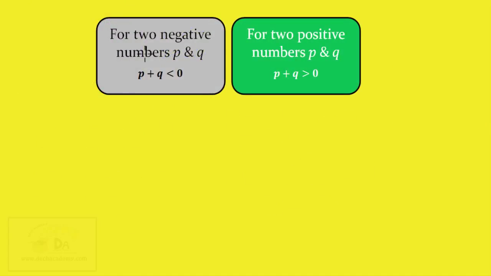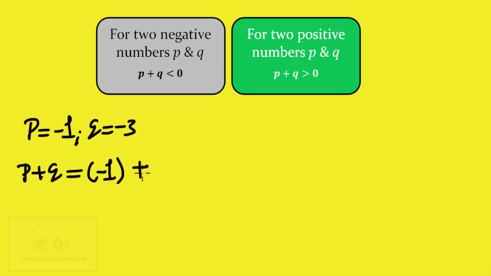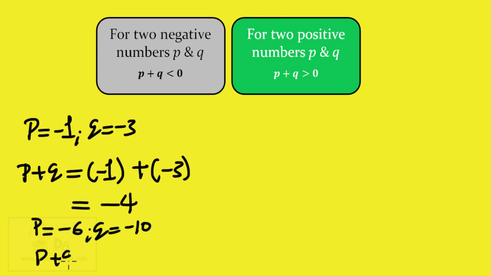Further, when you have two negative numbers p and q, their sum is always a negative number. So say p is a negative number like minus 1 and q is a negative number like minus 3. The sum of p and q, so p plus q, is equal to minus 1 plus minus 3, and this is always a negative number. So in this case, we have minus 4. You can try any pair of negative numbers. So say p is minus 6 and q is minus 10. The sum of p and q will always give us a negative number. In this case, this is minus 6 plus minus 10, which is equal to minus 16. As you can see, this is also a negative number. So that's the first thing.